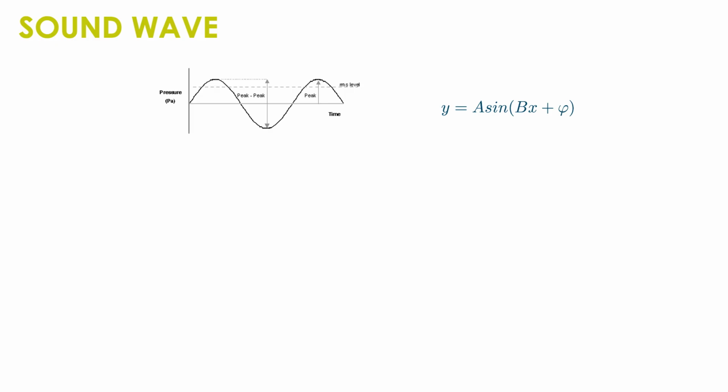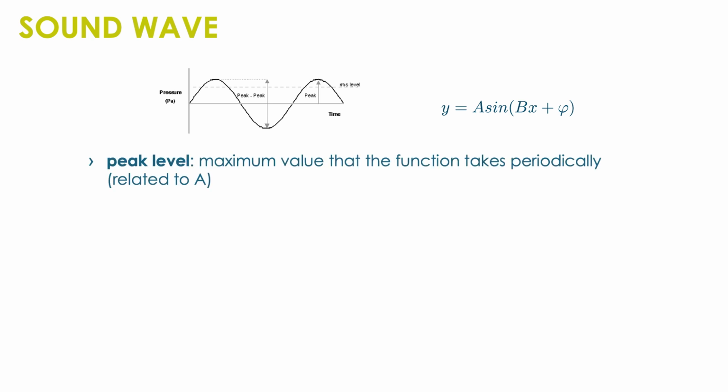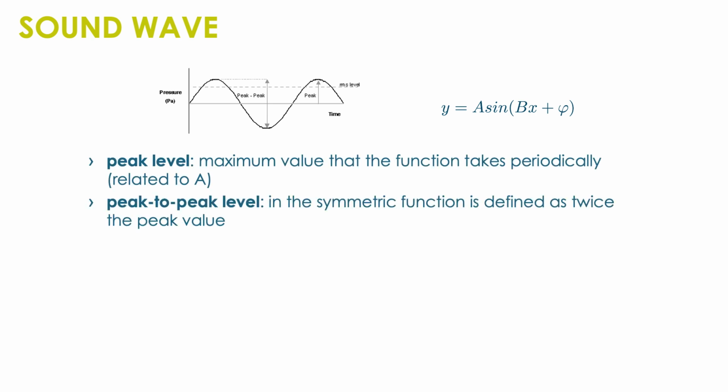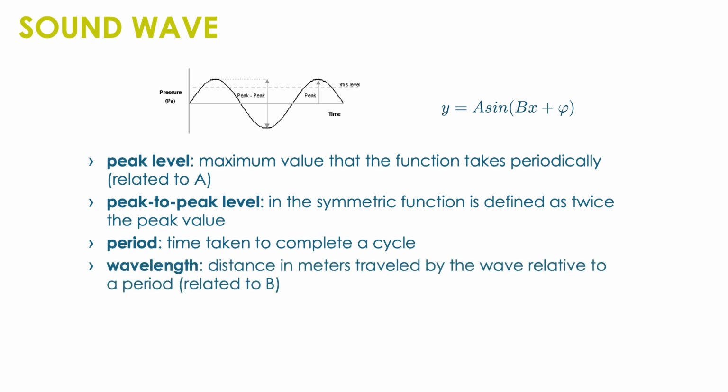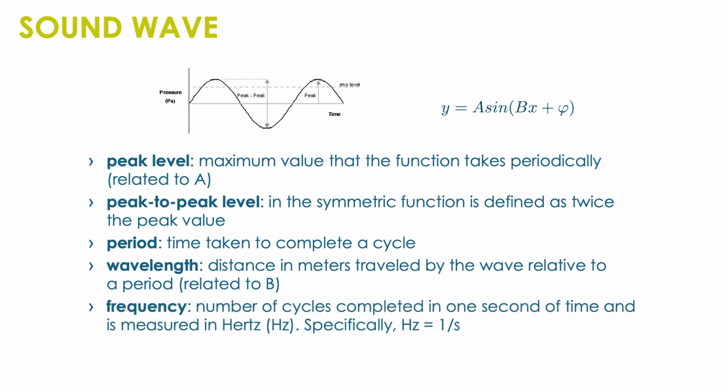From the mathematical point of view, sound waves are defined by some key properties that you can see in the graph. The first is the peak level, which is the highest value on the wave. The peak-to-peak level, which is double the peak level in symmetric waves. And then the period, which is the time to complete one cycle. The wavelength, that is the distance the wave travels during one period. And then the frequency, which is one of the most important parameters for us. It is measured in Hertz, and it represents the number of cycles per second.